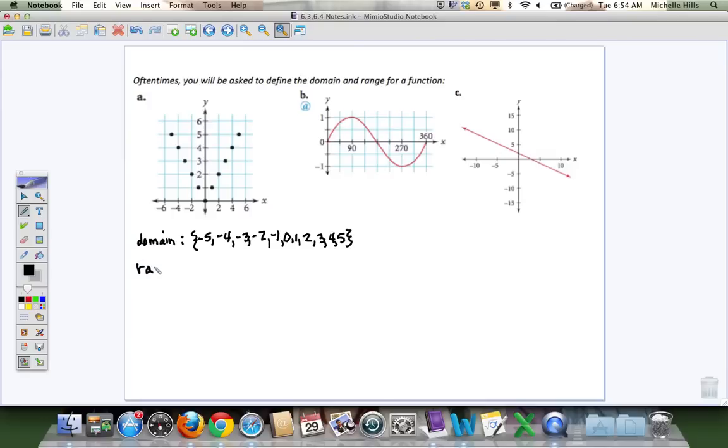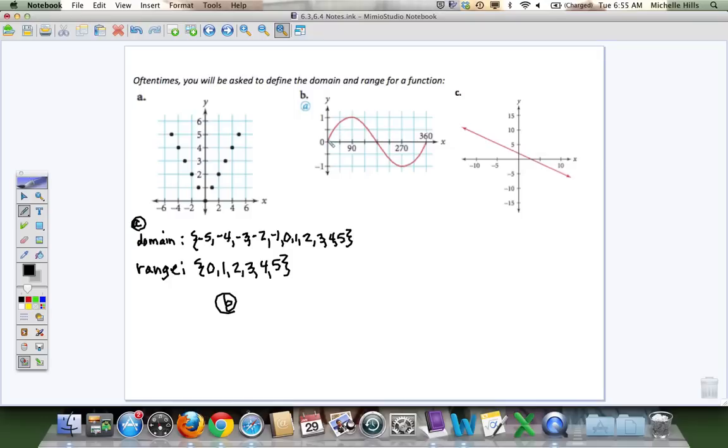And my range is all of my y values, the ones on the vertical axis. Well, they go from 0 up to 5. There are two different 5s, but I don't have to put both of those. I put them in order: 0, 1, 2, 3, 4, and 5. Again, in order, no repeats. So that's for A.